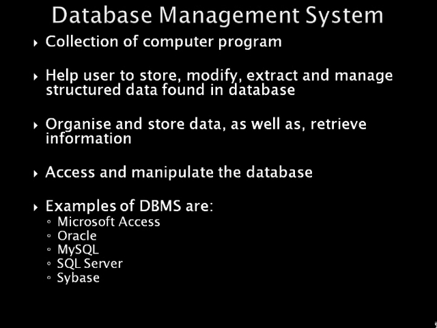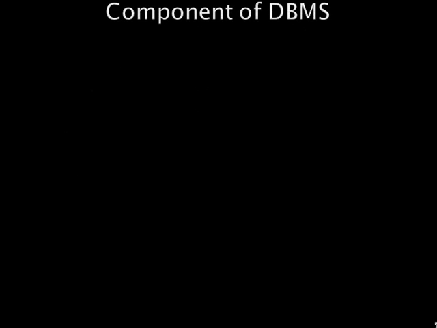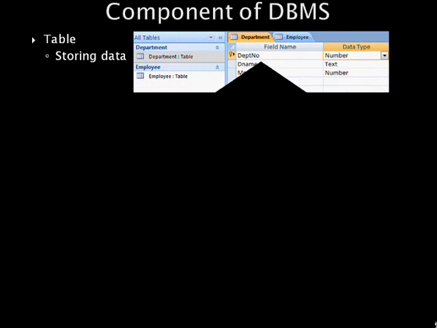Some components of a database management system are: Table. This component takes care of storing the data. Each table is made up of rows called records and columns called fields. In the figure shown, department and employee are examples of tables. Fields are discrete pieces of information and are made up of types of data, which ensures the correct type of information goes into the field. The field can be a text, an auto number, a date, a memo, amongst others.